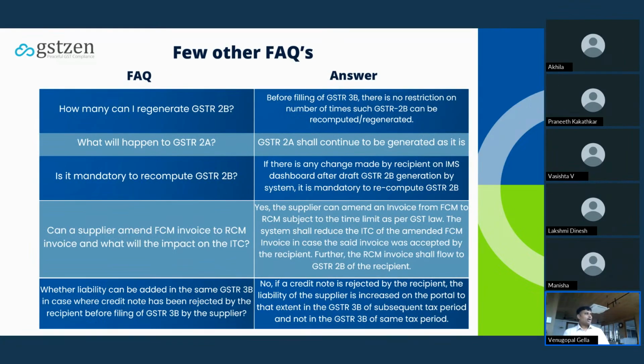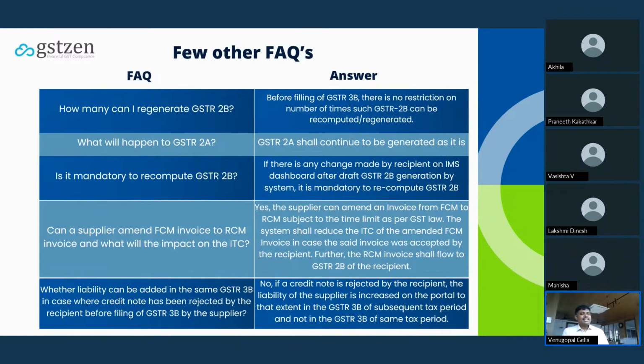How can I regenerate the GSTR-2B? There is a recompute button. What will happen to 2A? 2A will continue as such. Is it mandatory to recompute 2B? If there is any change in the IMS, yes, it is mandatory to recompute your 2B.